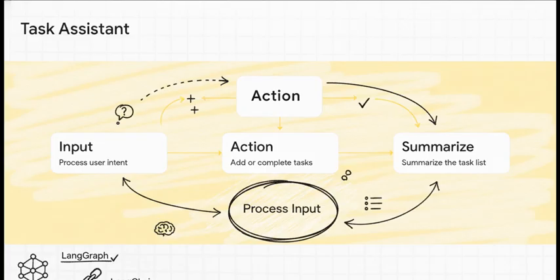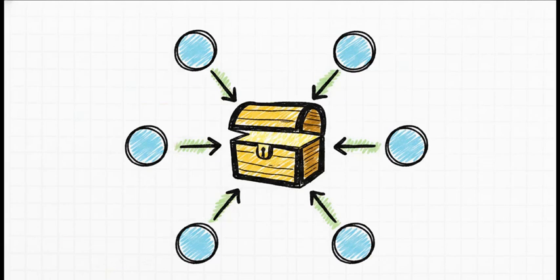Here, the user might want to add tasks, complete tasks, or summarize tasks in absolutely any random order. This entire dynamic workflow revolves around a central process input node that uses an LLM to understand what the user actually wants, and then routes the action to the appropriate step on the fly. To achieve this kind of magic, LangGraph relies on three main structural components.